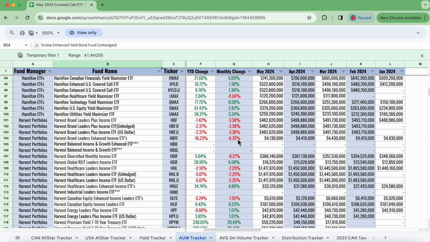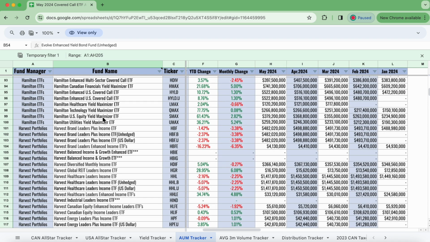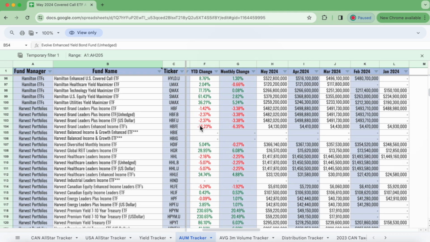And then we have UMAX, which is a utilities fund I really like. It's down a bit performance-wise, maybe 5 or 6%. But year-to-date it's up 36%, month-over-month up 5.24%, up to $250 million. Good to see that it crossed that threshold, and it continues to gain every month. And anyway, with 14.5%, a good opportunity to pick up right now.